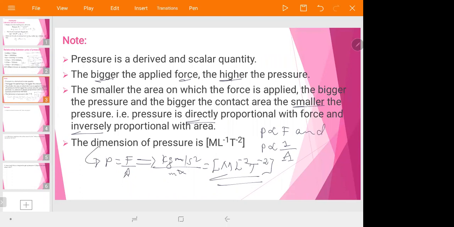So under this point, what you must know is what pressure means, how we can calculate pressure, the relationship between pressure, force, and area, and the dimension of pressure, as well as that pressure is a derived physical quantity and a scalar physical quantity. If this point is clear for you, let us proceed.